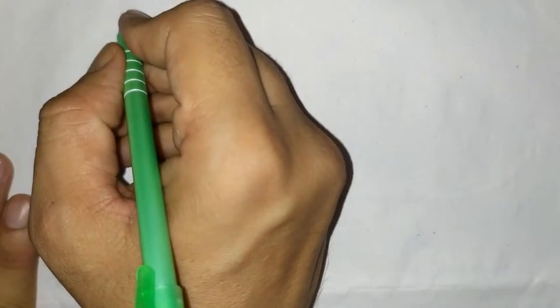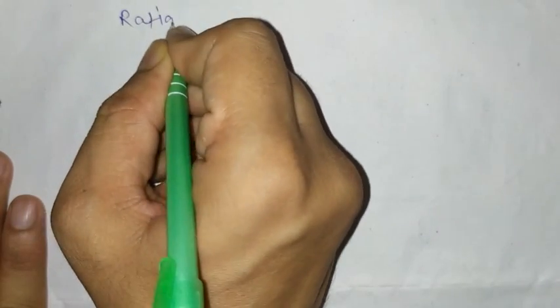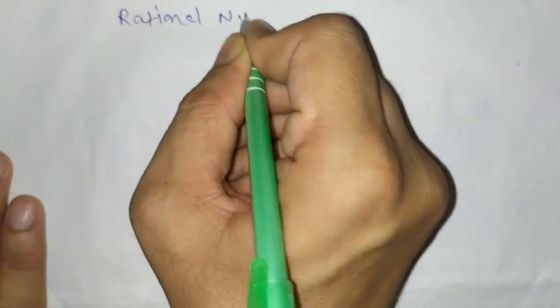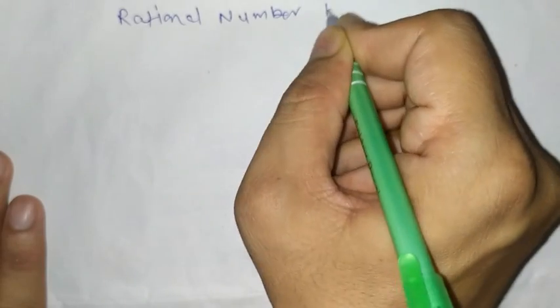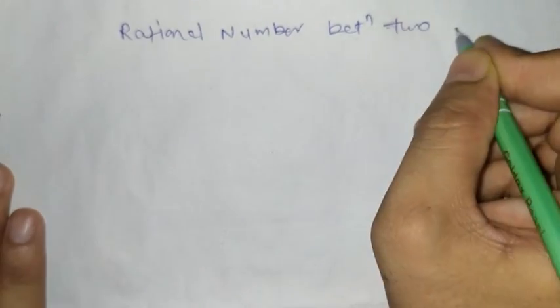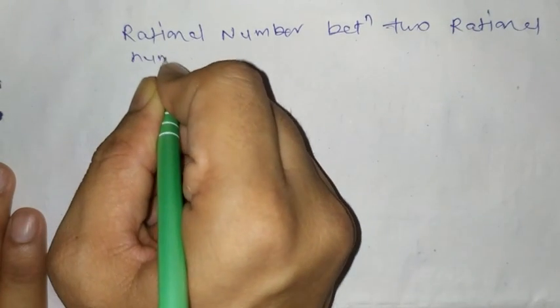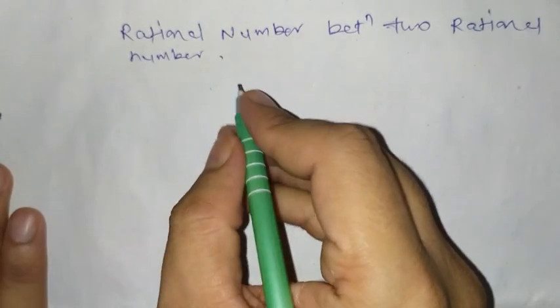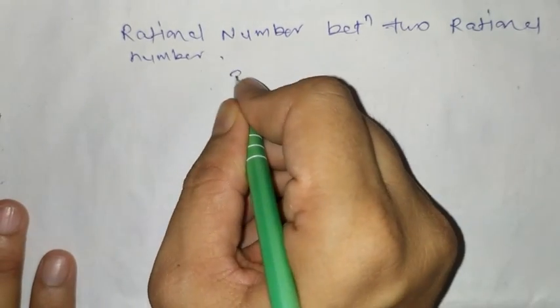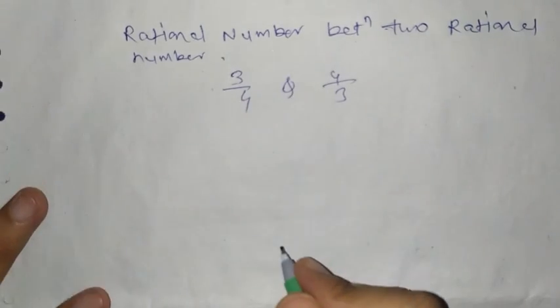Here in the next part we will see rational numbers between two rational numbers. Suppose you have two rational numbers, like suppose we take 3 by 4 and 4 by 3.